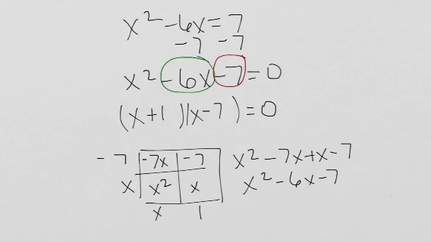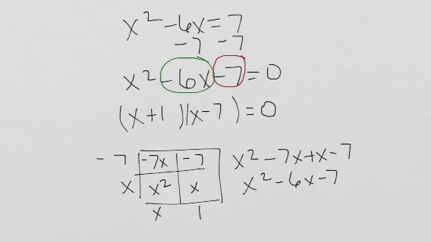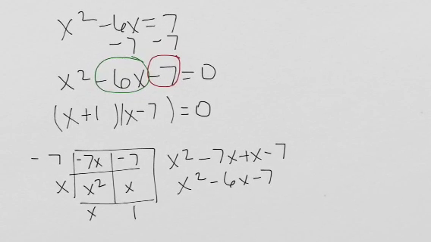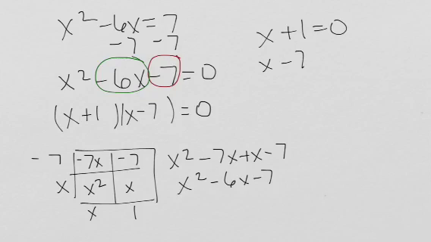Since that is set equal to 0, I can use the zero product property to help me solve. x plus 1 has to equal 0, and x minus 7 has to equal 0. x, therefore, is negative 1 or positive 7.